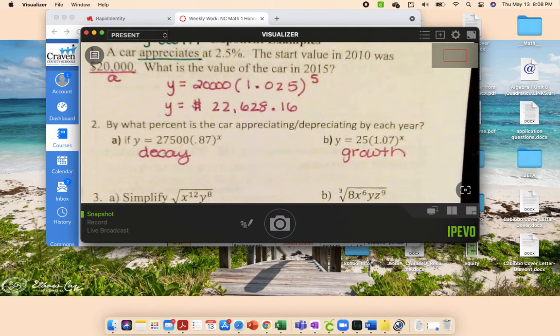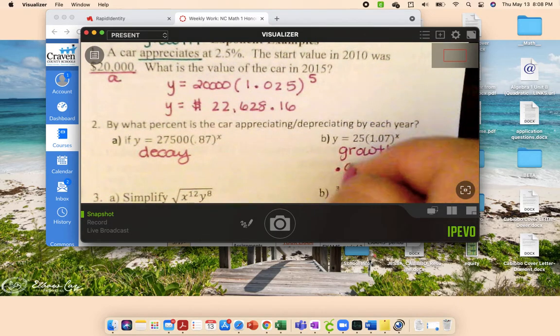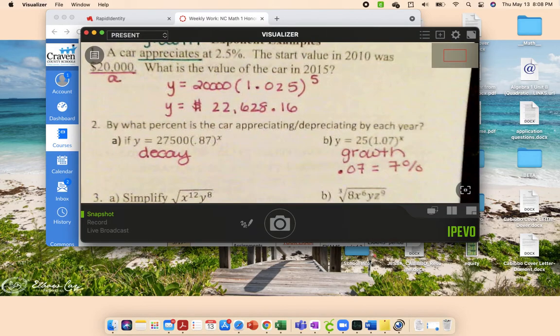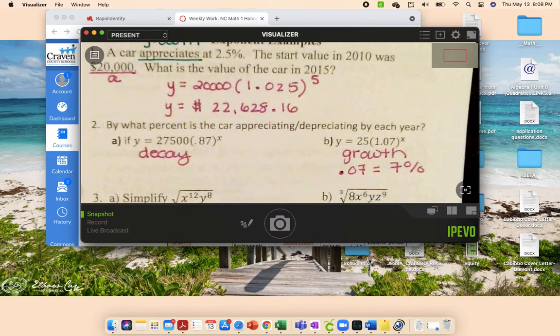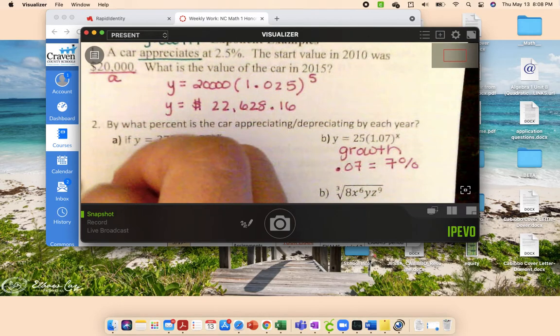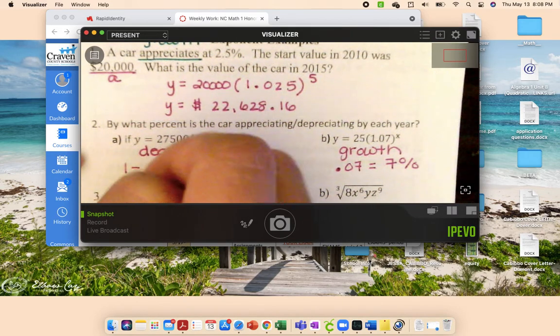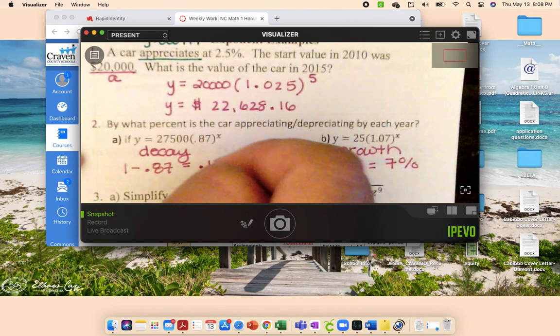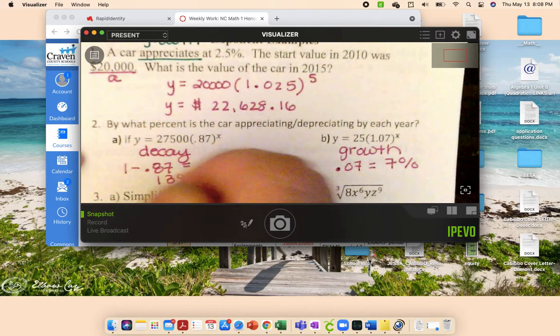Identifying your rate in growth is quite easy. It's just how much more than 1 do I have? And in this case, it's 0.07, which is 7%. In decay, I'm looking at how much smaller is it from 1. And if I go ahead and do 1 minus 0.87, I'm going to get 0.13, which means this is a 13% decay.